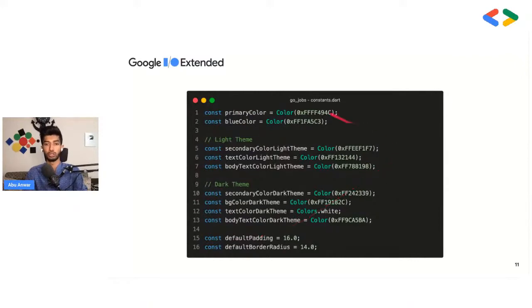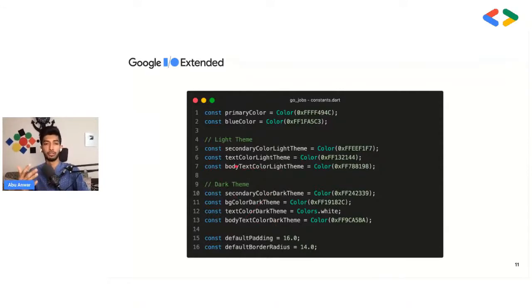So now come to our constant.dart. I already mentioned to you that all of our constant stuff will be there. As you can see, our primary color is a blue color. And I also created two sections, one for the light theme, one for the dark theme. Our secondary color has two variants, one for the light theme, another one for the dark theme. Same for text color and body text color, two variants.